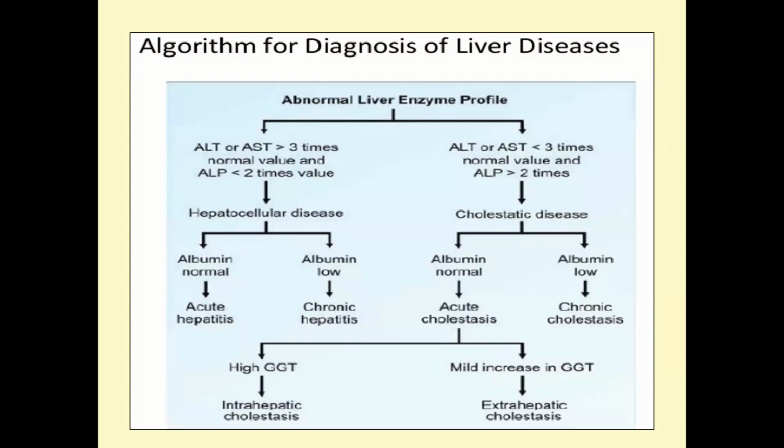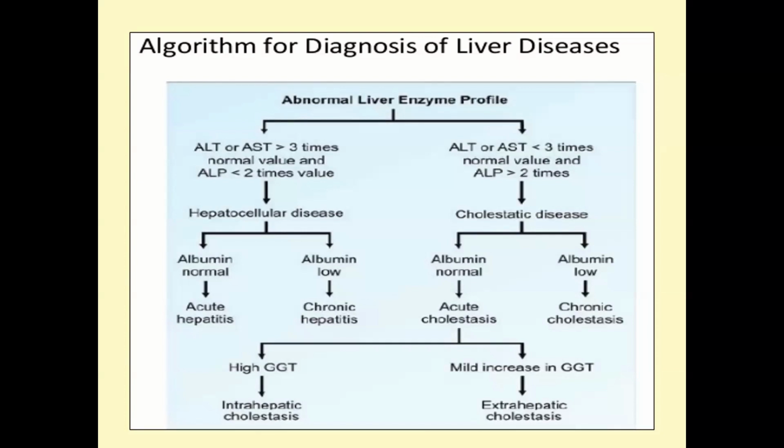You come to a broad categorization. Then you check for albumin. Albumin normal: hepatitis. Albumin low: chronic. Albumin is not an indicator of the acute phase; albumin is a chronic indicator. So if it's normal, it is acute hepatitis because you're seeing the enzyme change. If it's low, it's chronic hepatitis, along with the enzymes changing. And in cholestasis, again, albumin normal means acute, low means chronic cholestasis.